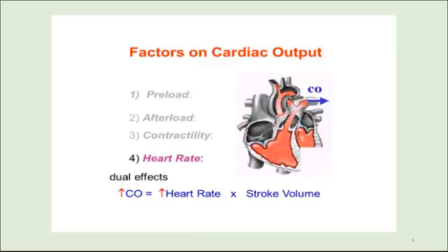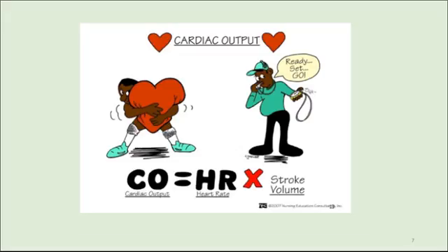Here, we're putting together your cardiac output, so it's your preload, your afterload, your contractility, and your heart rate. As your heart rate goes up, your cardiac output is your heart rate times your stroke volume, and all of these lead to your stroke volume. One more picture to help bring it home again: your cardiac output is your heart rate times your stroke volume.